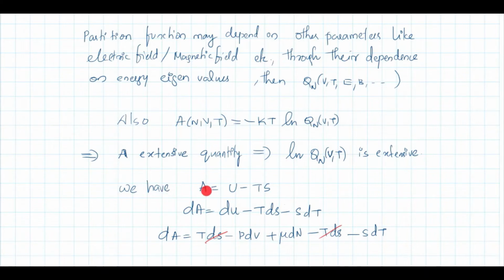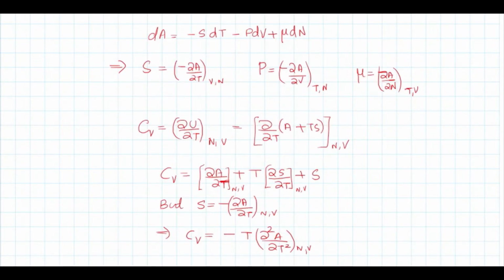Now, we have Helmholtz free energy A is equal to U minus TS, where U is the average energy of the system. S is entropy. dA is equal to dU minus TdS minus SdT. From first law of thermodynamics, dU is TdS minus PdV plus mu dN. Then this minus TdS and minus SdT. TdS will cancel with this minus TdS. Then you will get dA as minus SdT minus PdV plus mu dN.